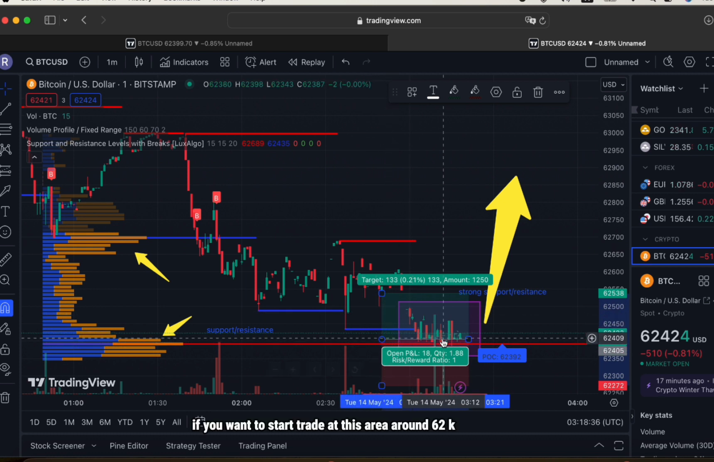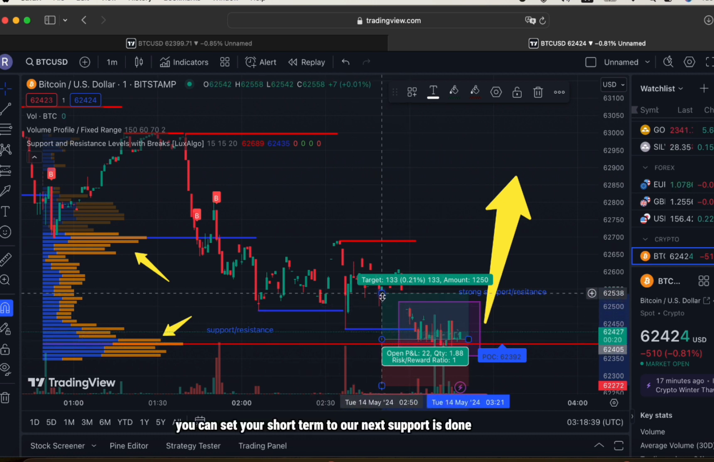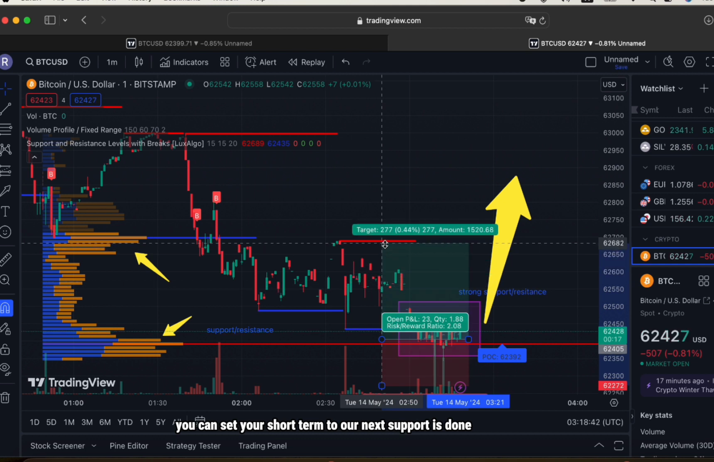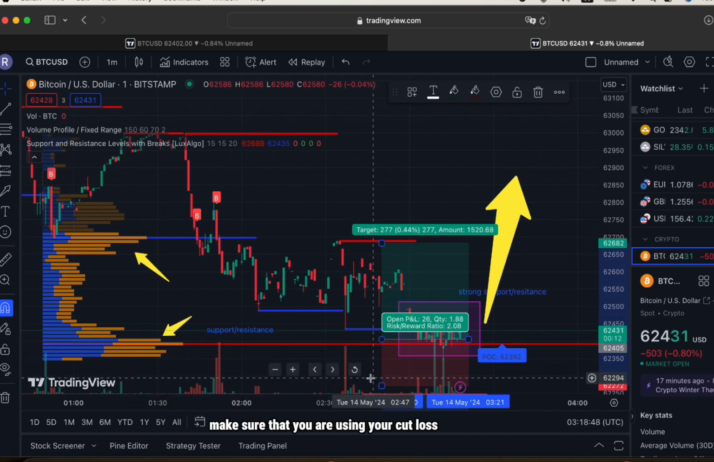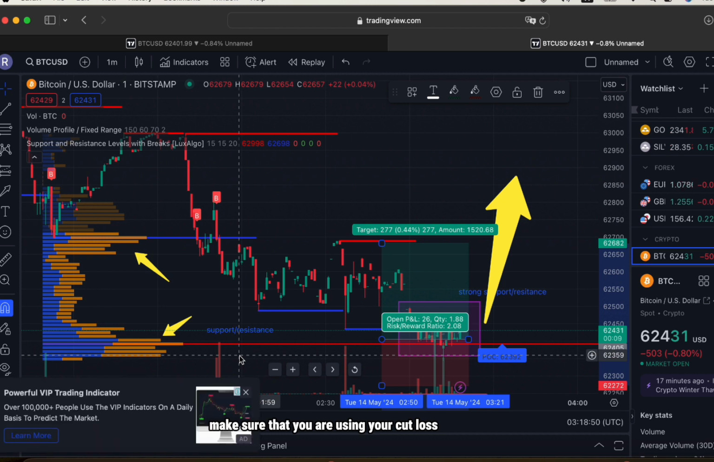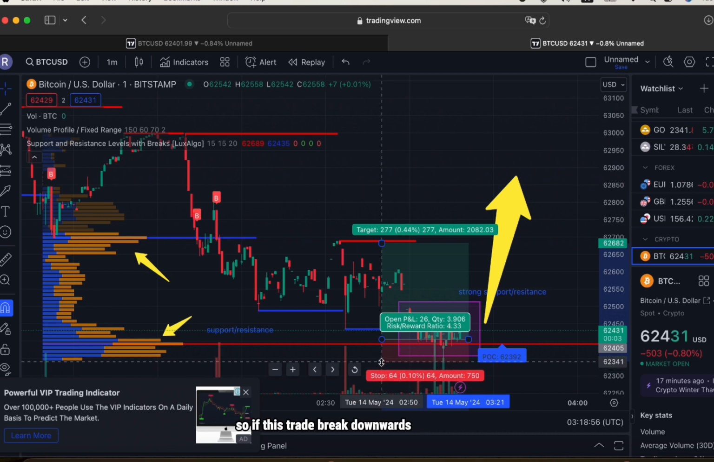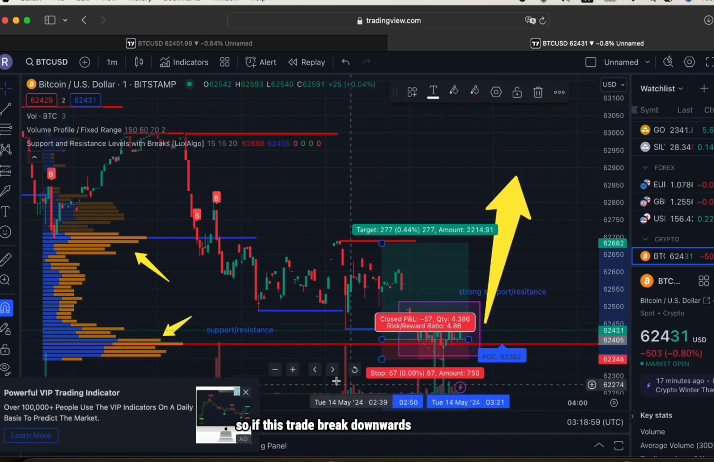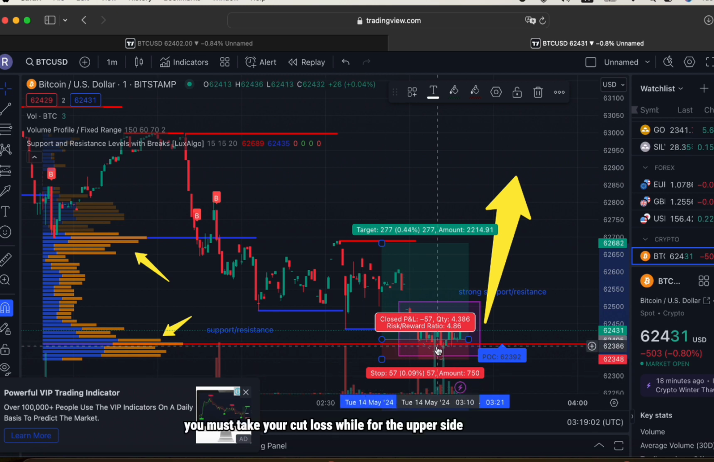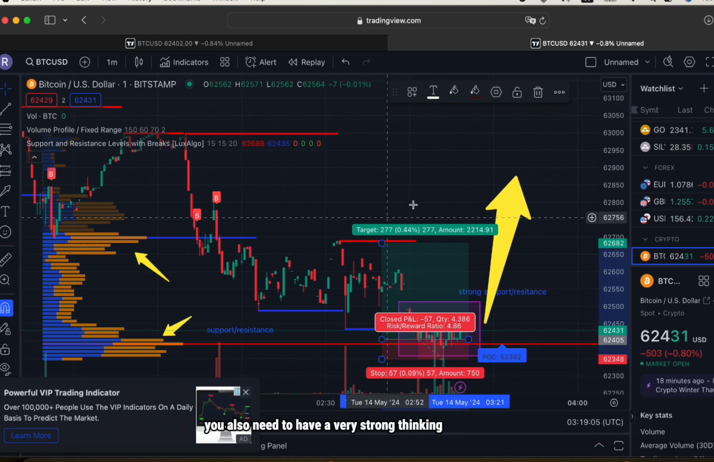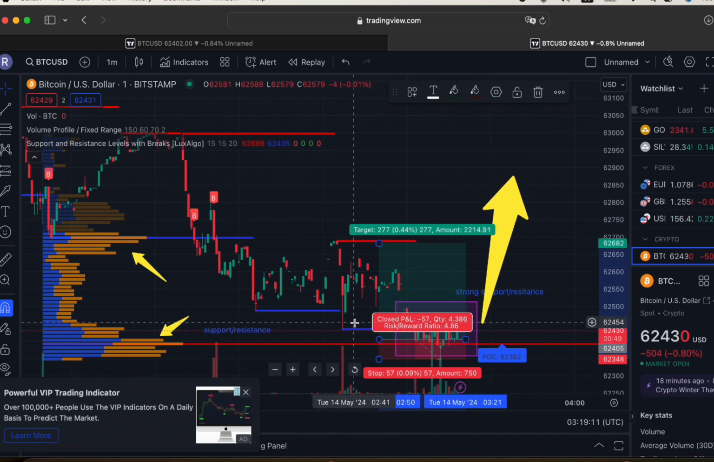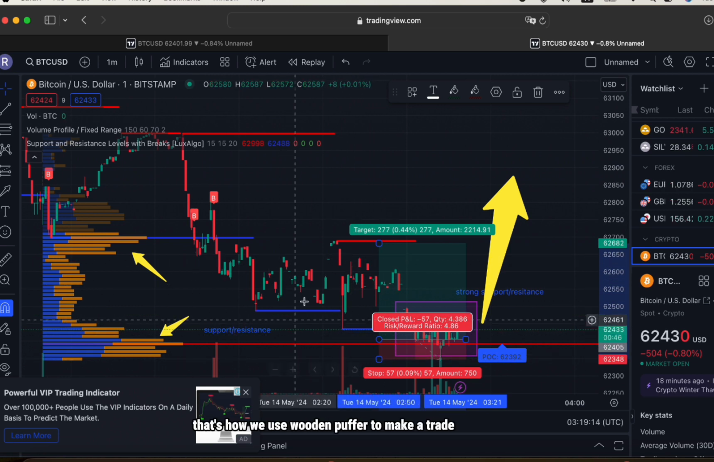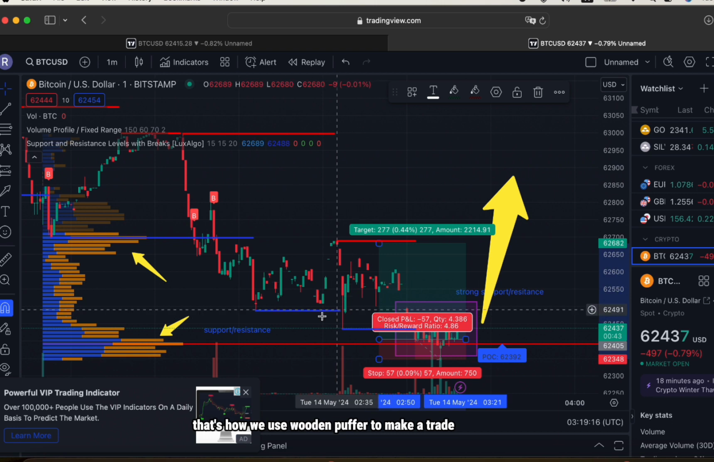So basically, if you want to start a trade at this area around 62k, you can set your short term target to the next support or resistance. For the cut loss, make sure that you are using your cut loss and are disciplined about it. If this trade breaks downwards, you must take your cut loss. For the upper side, you also need to think very carefully before you do your trade. Basically, that's how we use volume profile to make your trade.